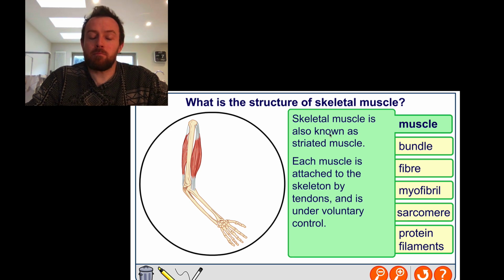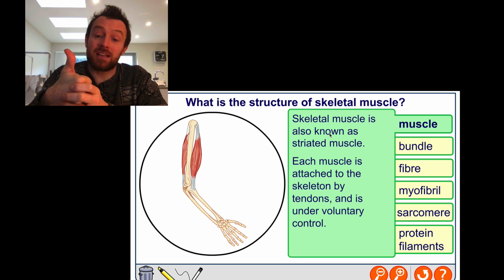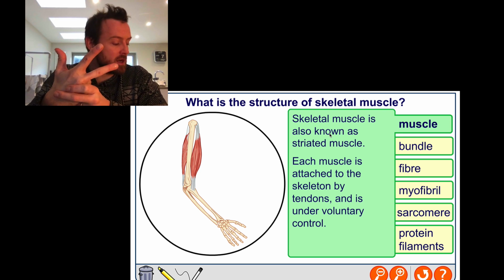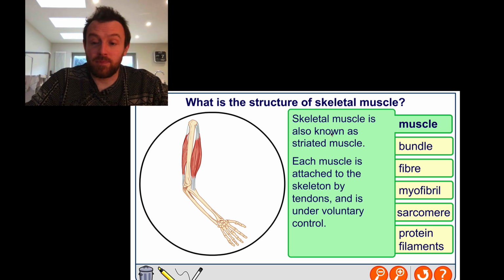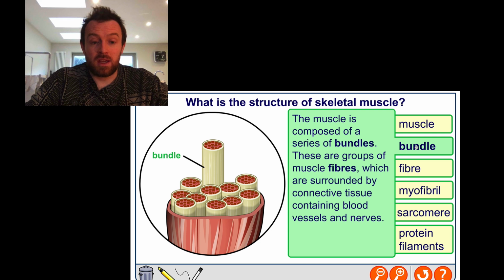So muscle, first of all, there are three different types of muscle. We've got striated or skeletal muscle, we've got cardiac muscle, and we've got smooth muscle. We haven't really got space to go over that in this mind map, but potentially you could add it somewhere. Now, skeletal muscle, also called striated muscle, is striated because striated means stripy.